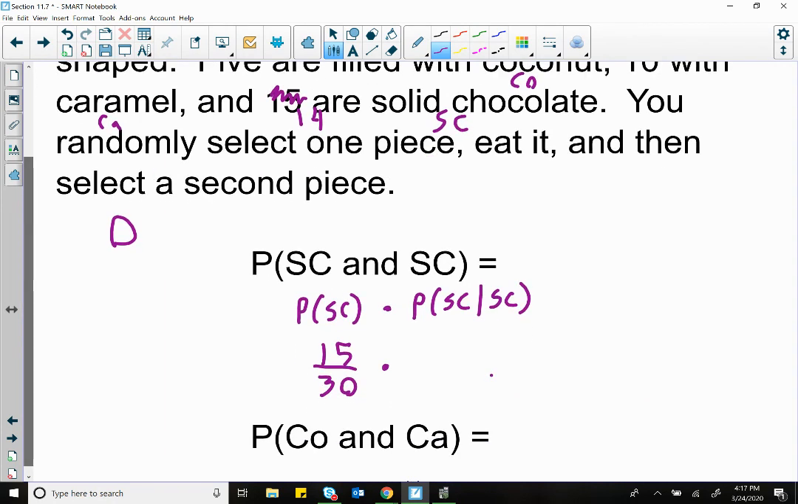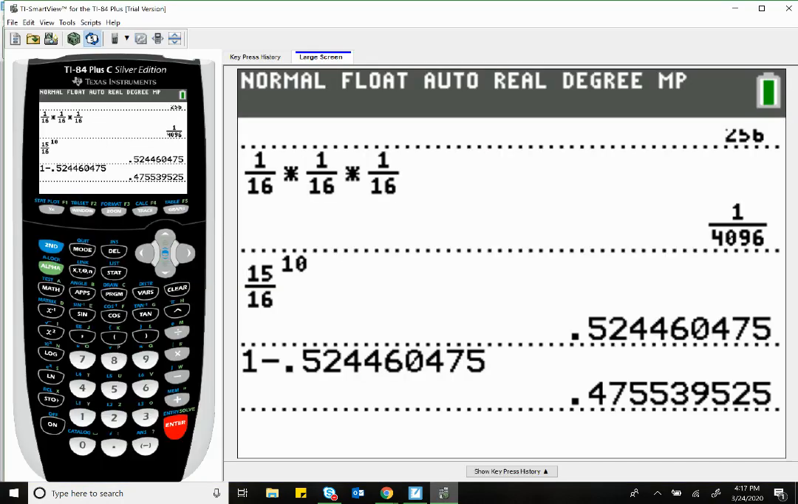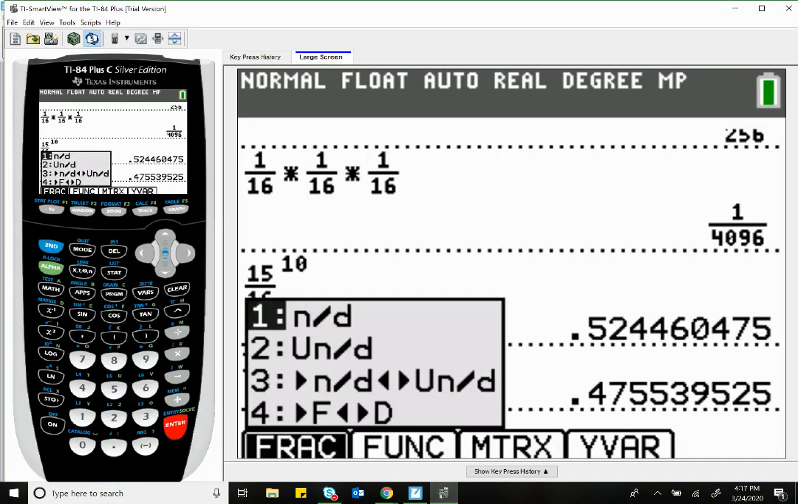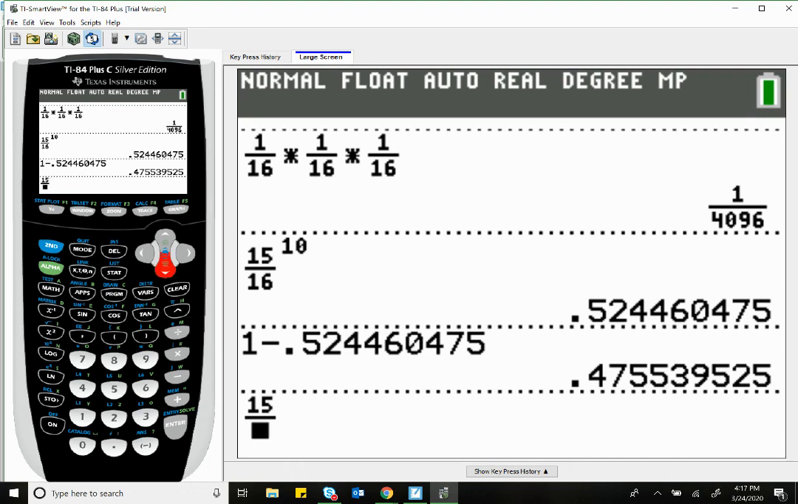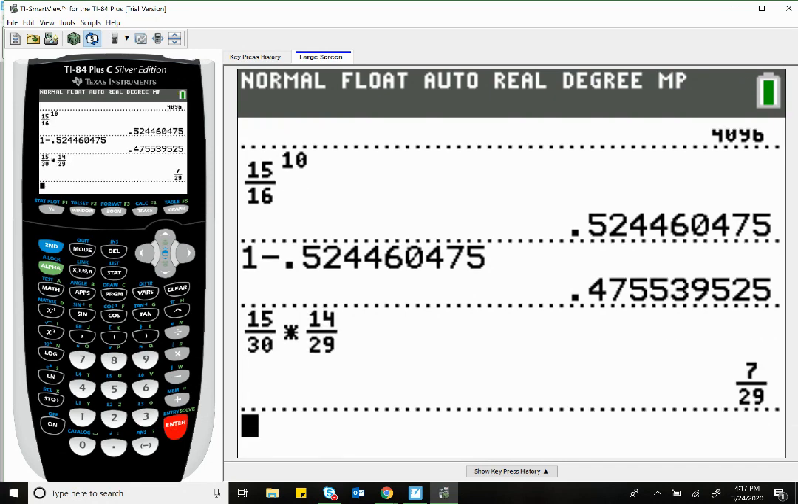So now when we go back and we want to do another solid chocolate, well, how many solid chocolates are left? 14. Out of how many chocolates total? 29. So this is what we're going to go to our calculator and run the multiplication of the fractions on. So 15 over 30 times 14 over 29. And there is our probability, 7 out of 29.